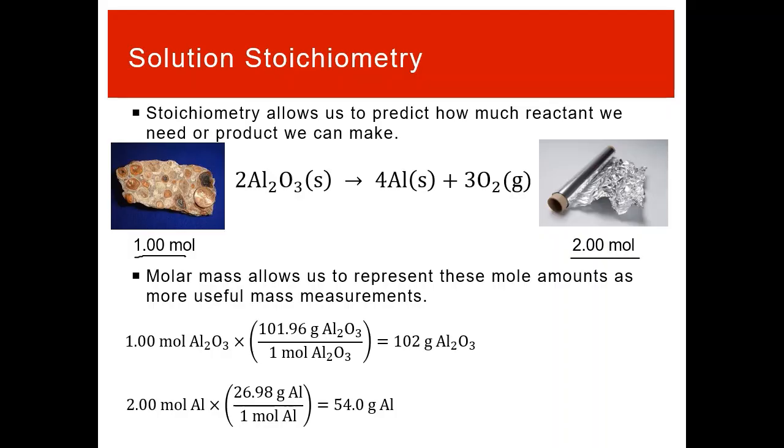But the thing is, we need the molar mass to represent those mole amounts as a useful measurement, namely mass, right? Because if you're selling aluminum, like aluminum foil, you'd want to know how much mass you have, because the price is going to be per mass, not per mole. Conversely, when you dig a rock out of the ground, you put it on a balance to see how much it weighs, then you can do these conversions into moles using molar mass.